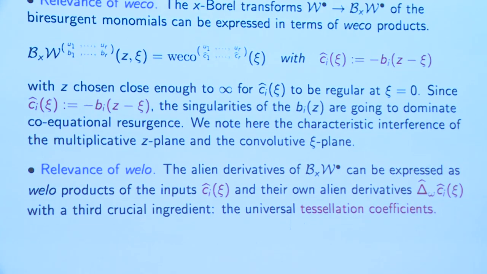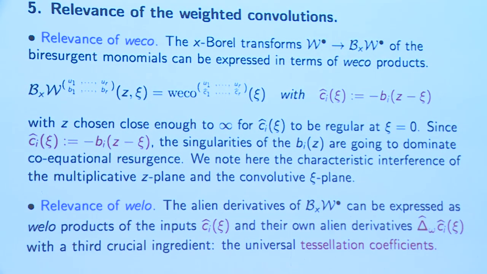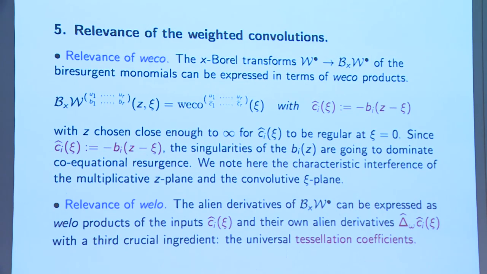Again, I have to be content with the somewhat schematic survey, but the aim is to show that there exists a machinery for dealing with all situations, so that we're not condemned to deal with special case after special case after special case, which is not a very inspiring way of doing mathematics. I think something that deals with coequational resurgence once and for all. So what is the relevance of these two convolutions?